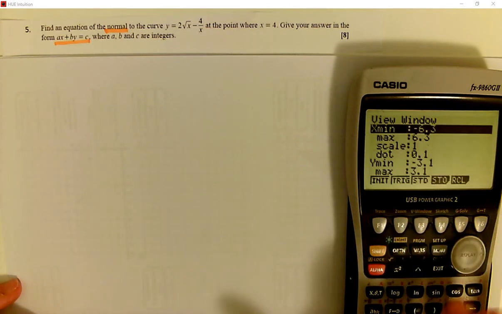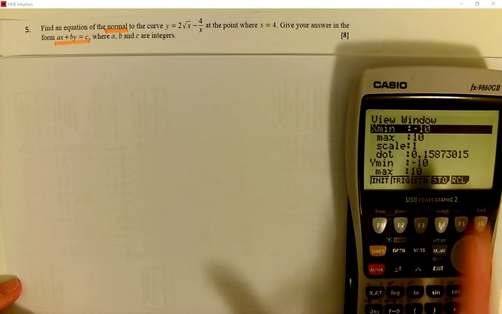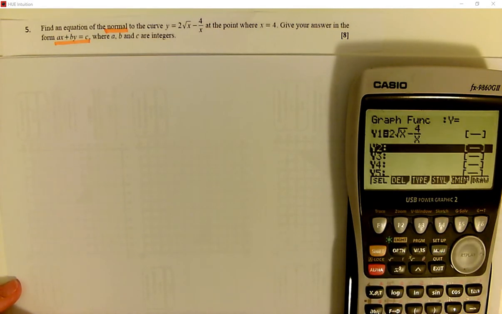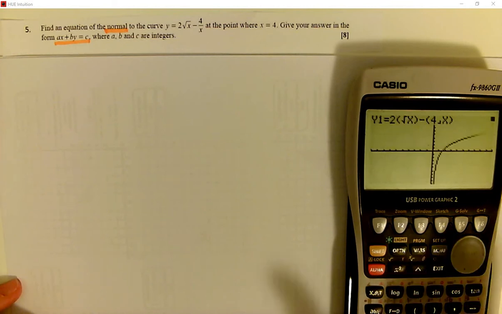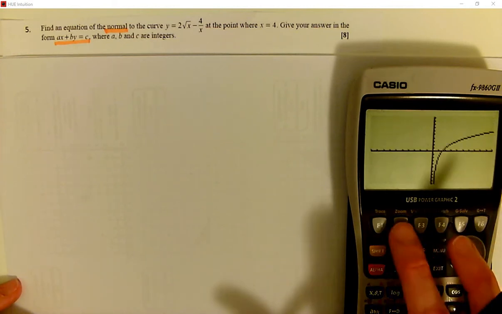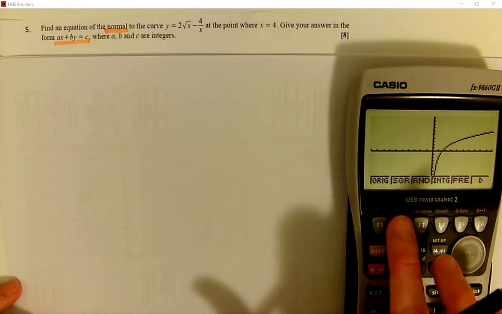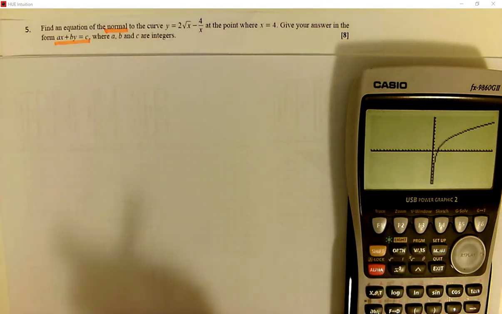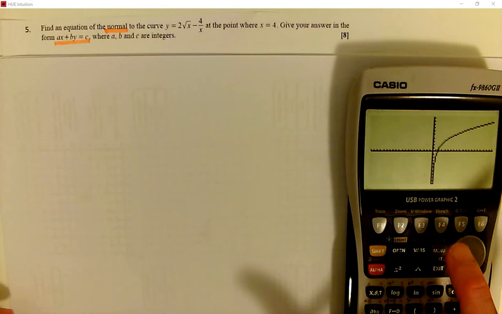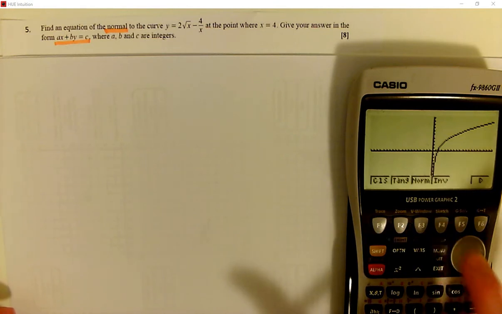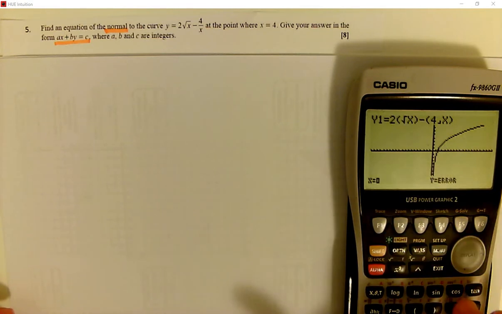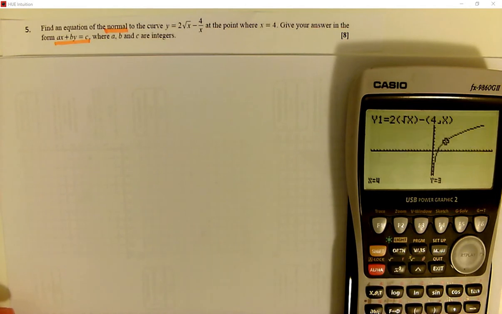So I'm going to go view window and let's have a nice big range from -10 to 10 and draw that. And then if you press zoom and F6, one of the options is square. So it means that it's like 1 to 1, so gradients look true. If it's a gradient of 1, it looks like it's a gradient of 1. Okay. Right, so we want to sketch the normal at x is 4. Okay, and execute. There we go.